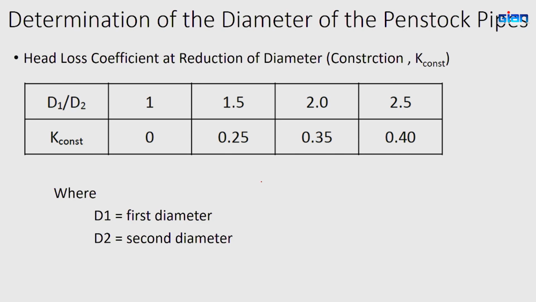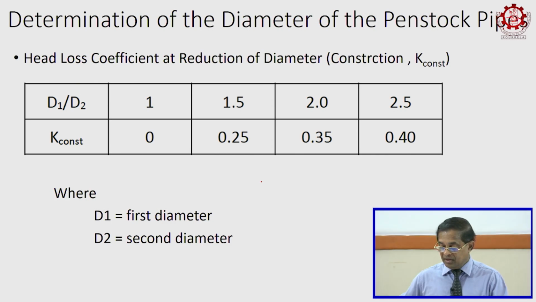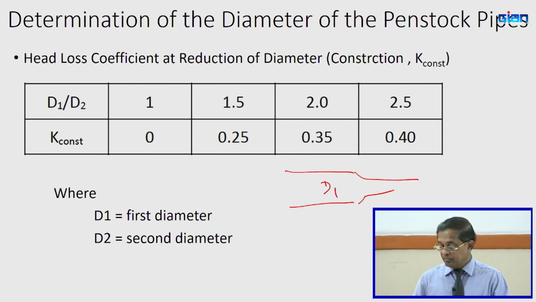Then reduction of the diameter: if at any place you have changed the diameter of the pipes, then depending upon the two diameters, you can calculate what is the offered loss coefficient due to the turbulences.